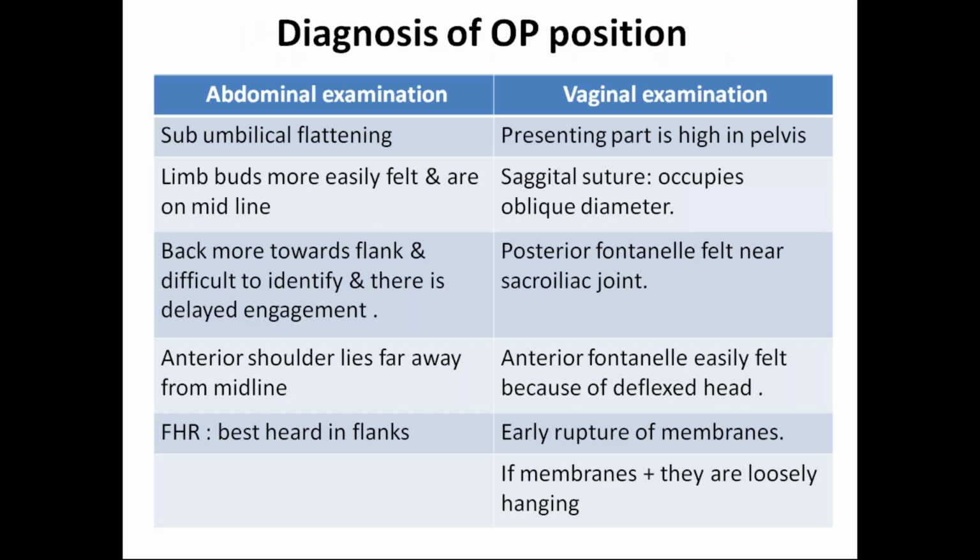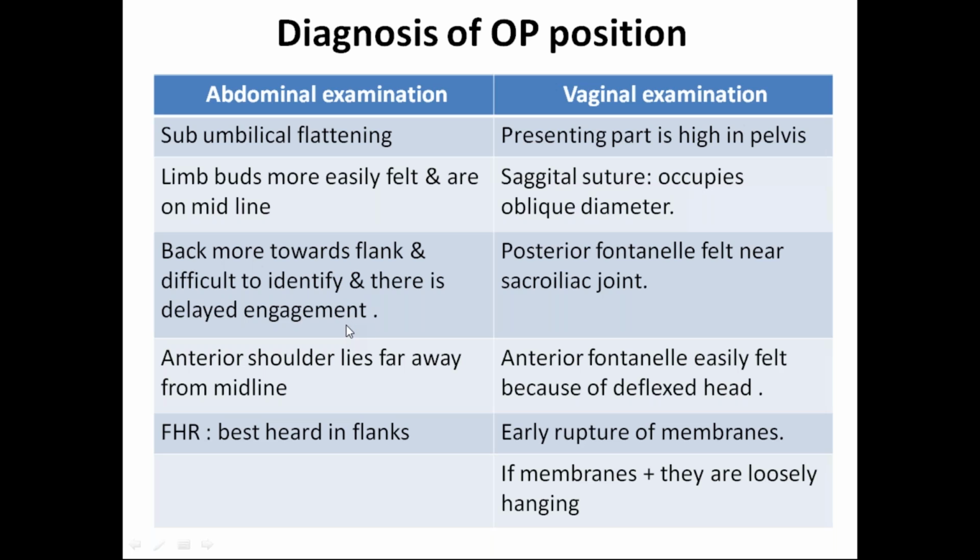So how do you diagnose occipital posterior positions? For abdominal examination, you find that there is subumbilical flattening because the back is posterior. All the limb buds are felt very easily. They are in the midline. You will not be able to feel the back very easily. It is more towards the flank, and it is difficult to identify the back.